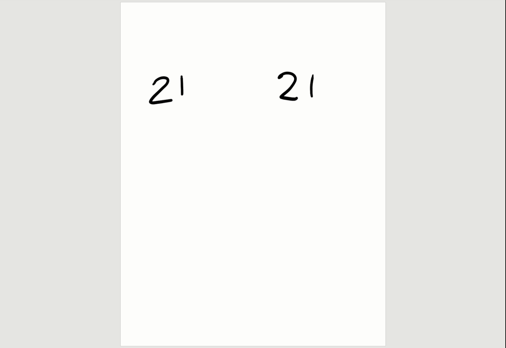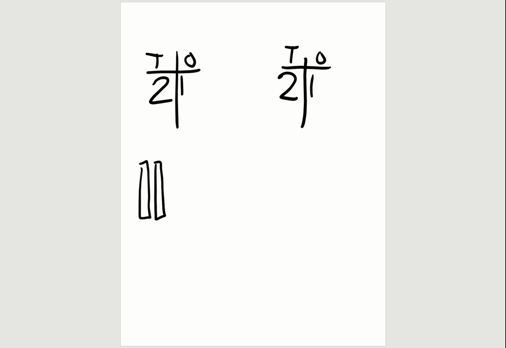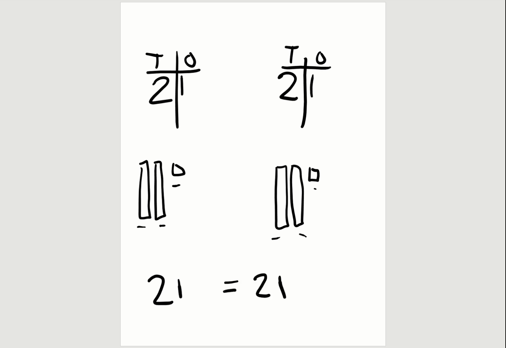If I build both of these with my tens and ones, use my base 10 blocks, I've got 2 tens and 1 one. I've got 2 tens and 1 one. Now I can see that if I match them up, they both have 2 tens, they both have 1 one. So for this equation, it's going to be 21 is equal to 21 because they have the same value. Think of the beginning of the year when we worked on balancing equations.